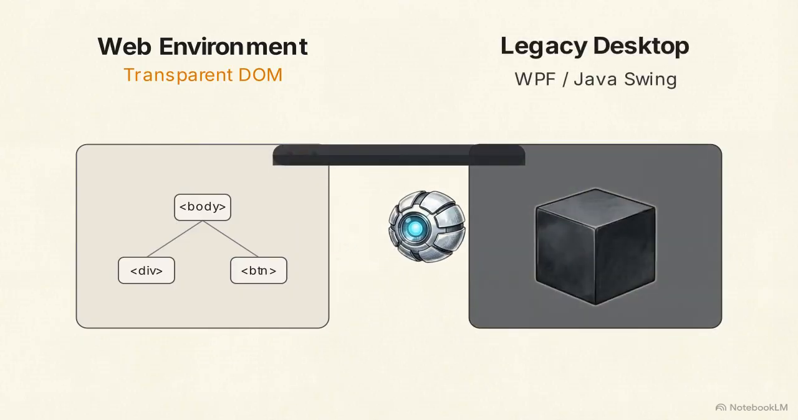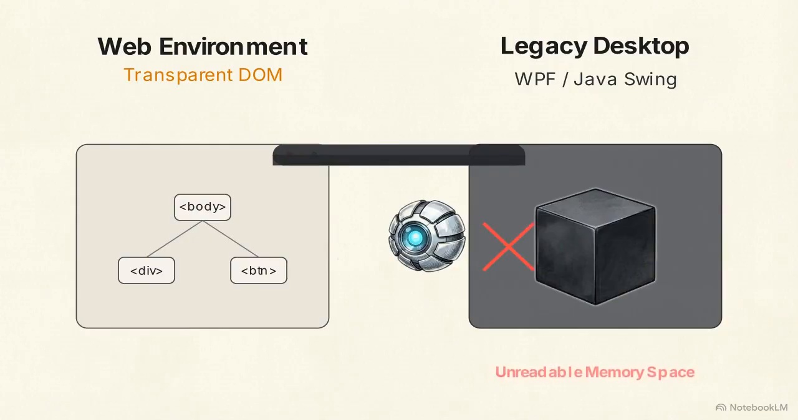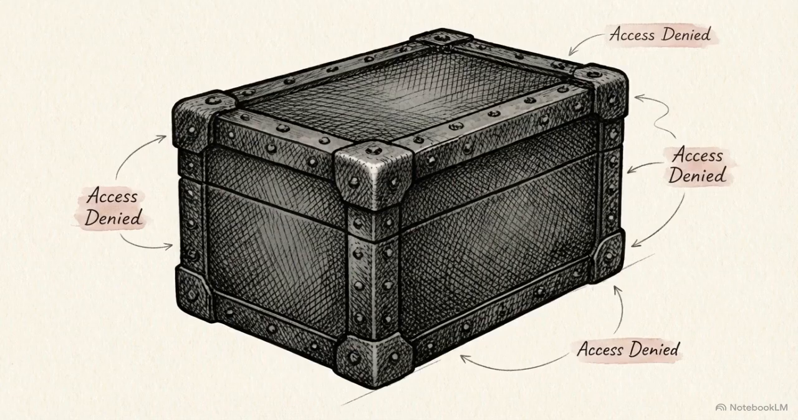But turn that exact same agent toward a legacy desktop environment, like WPF or Java Swing, and the loop breaks. These fat clients are architectural black boxes. They lack a standardized programmatic access port to expose what their user interface is actually doing.